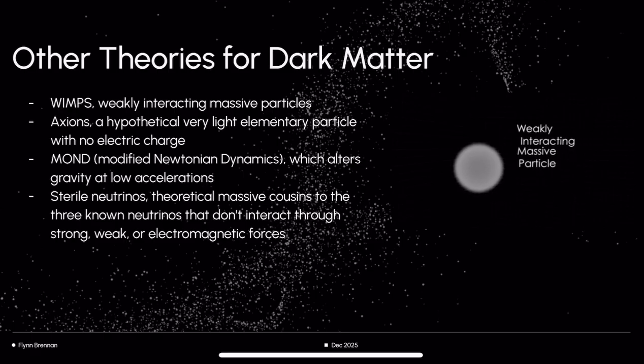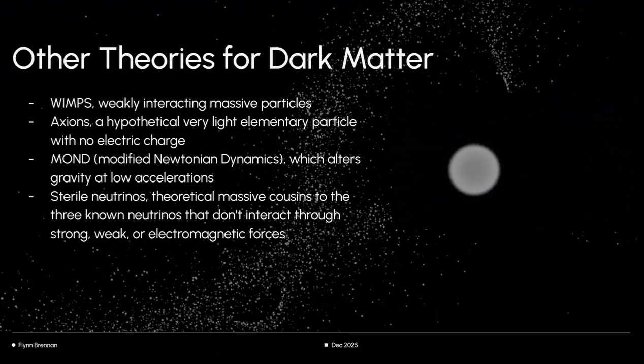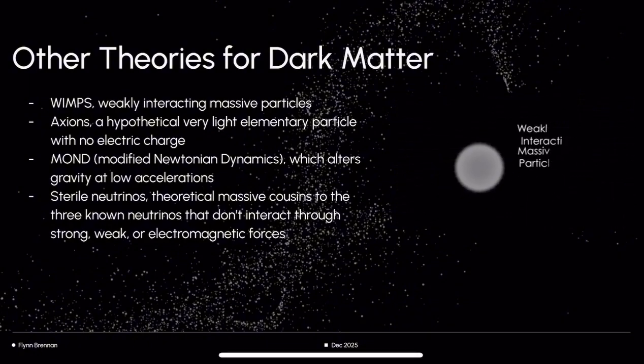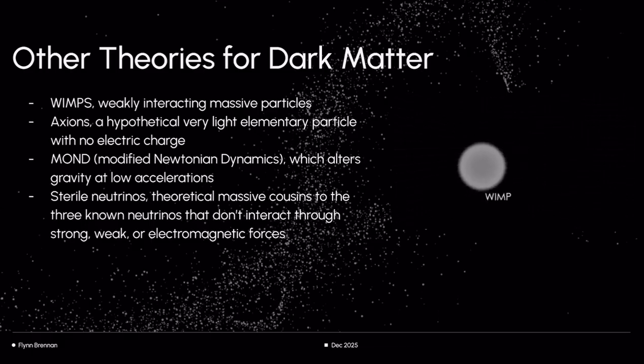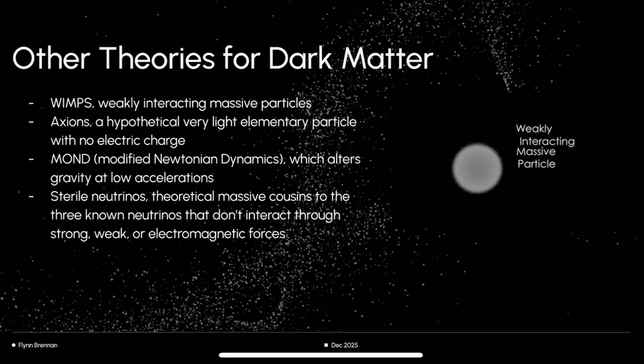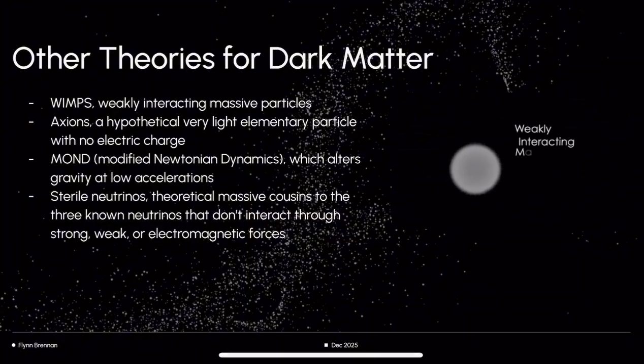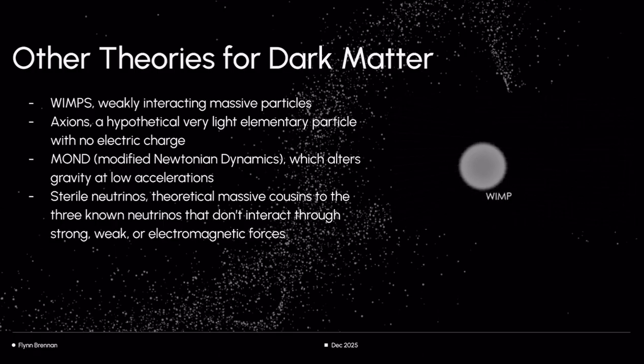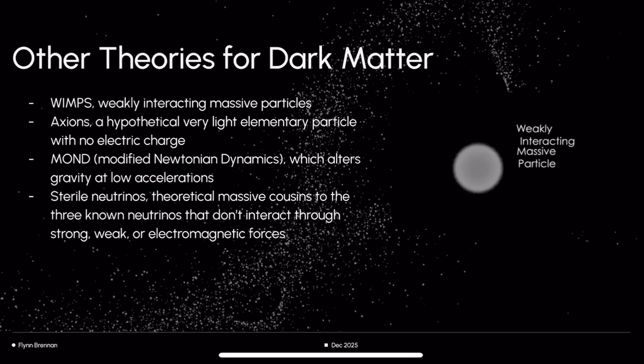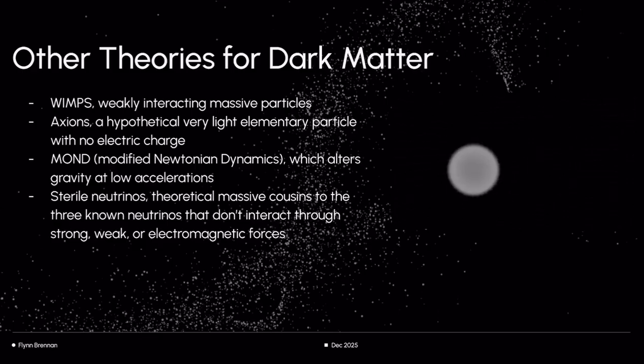Others include MOND, which is modified Newtonian dynamics, which alters gravity at low accelerations, or sterile neutrinos, which are theoretical massive cousins to the 3 known neutrinos that don't interact through strong, weak, or electromagnetic forces. And the chart on the right shows weakly interacting massive particles and how they interact with photons or different particles.